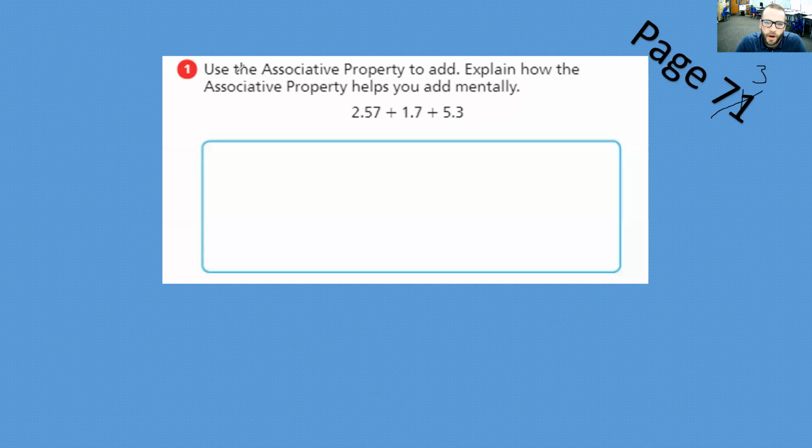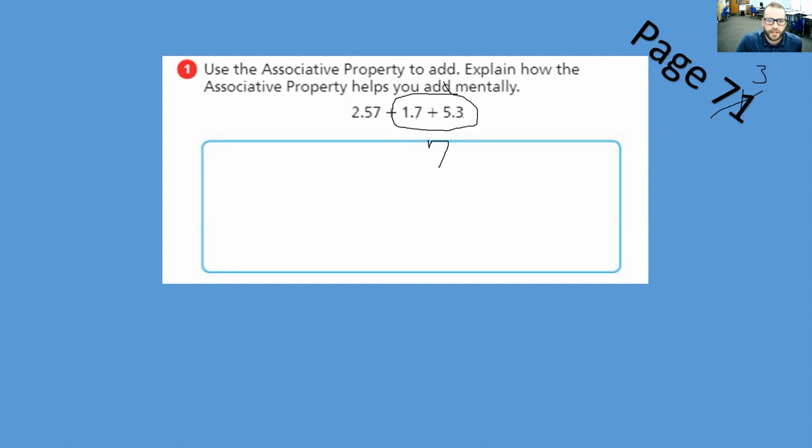Okay, so all you guys need to know is you're allowed to add in any order. So the author of the book put two wonderful numbers together that add up to a very nice 7, right? Because 7/10 and 3/10 make 10/10, which is a whole. So 5 wholes plus 1 whole plus 1 whole is 7. And then you're going to add 7 to 2.57.